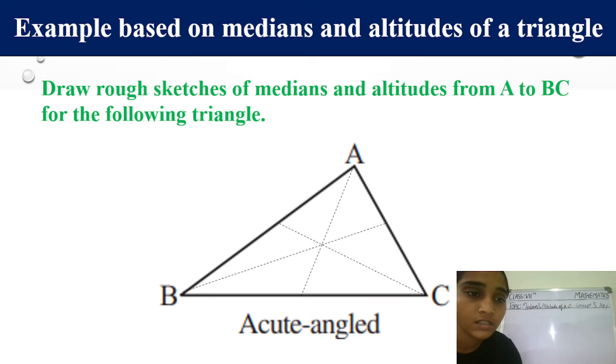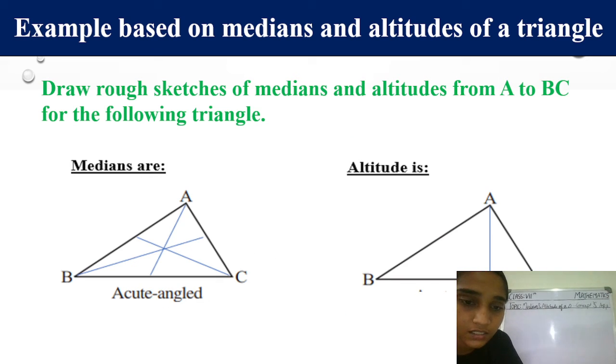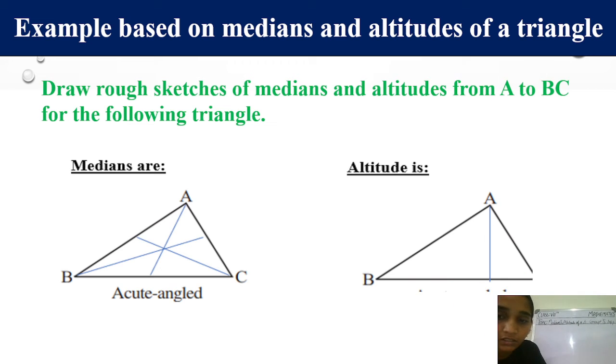Now what about, students, if we have to draw the altitude? Yes, for altitude we can simply draw the perpendicular line from A to BC, or B to AC, or C to AB. So here you can see that we have also drawn the medians and the altitude, the perpendicular line drawn from the vertex A to the side BC.